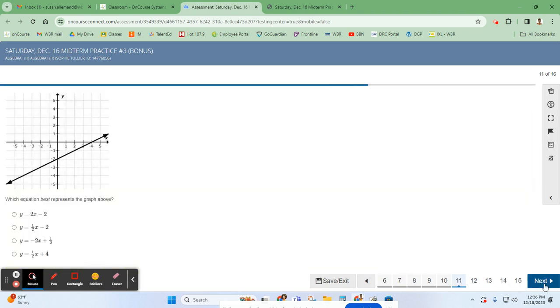11. The equation of this. First of all, I know my y-intercept is -2. So I'm going to eliminate these 2. Next, my slope. I see that it's either 2 over 1, which means up 2 over 1, or it's 1 over 2. And from this -2, if I go up 1 over 2, then it's on the line. So that there is my correct answer.